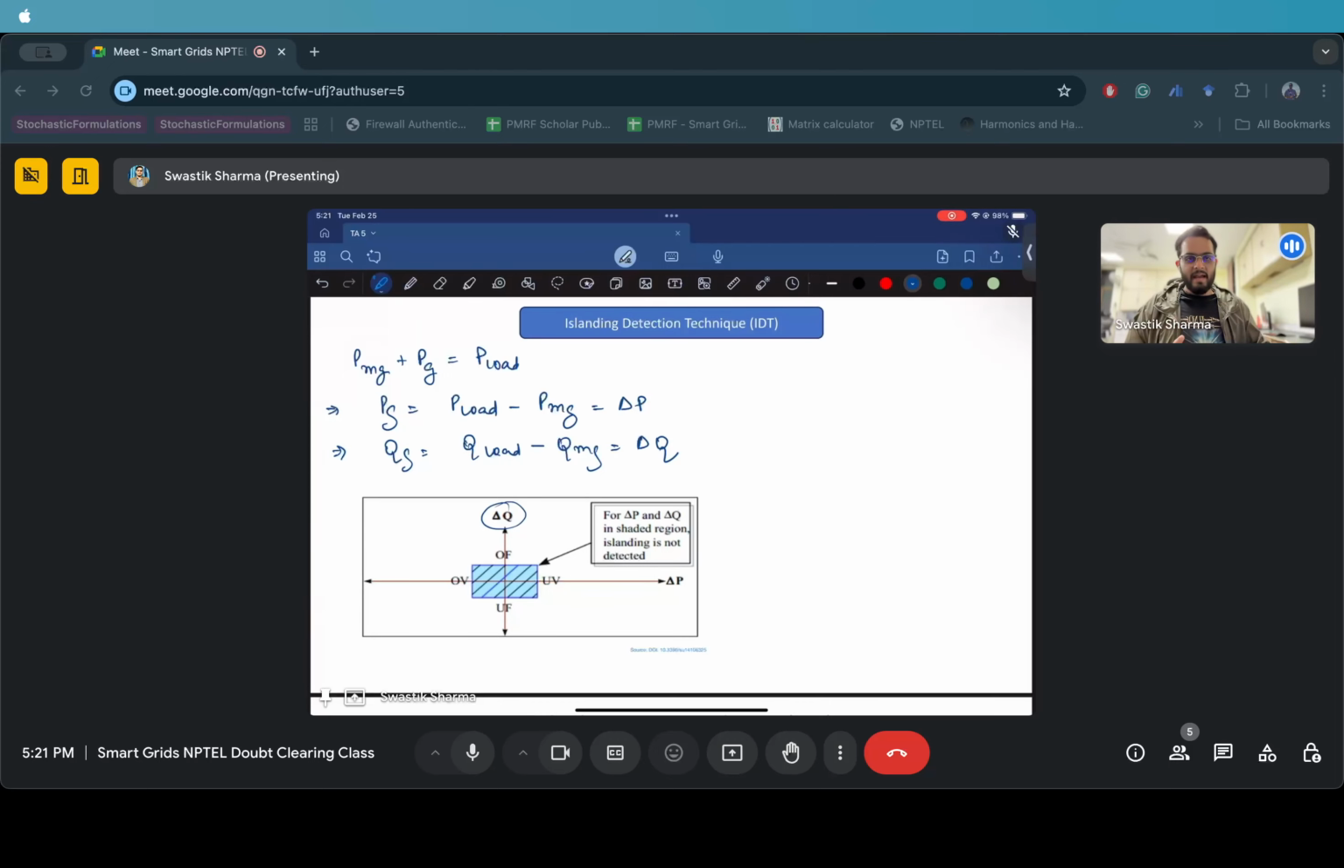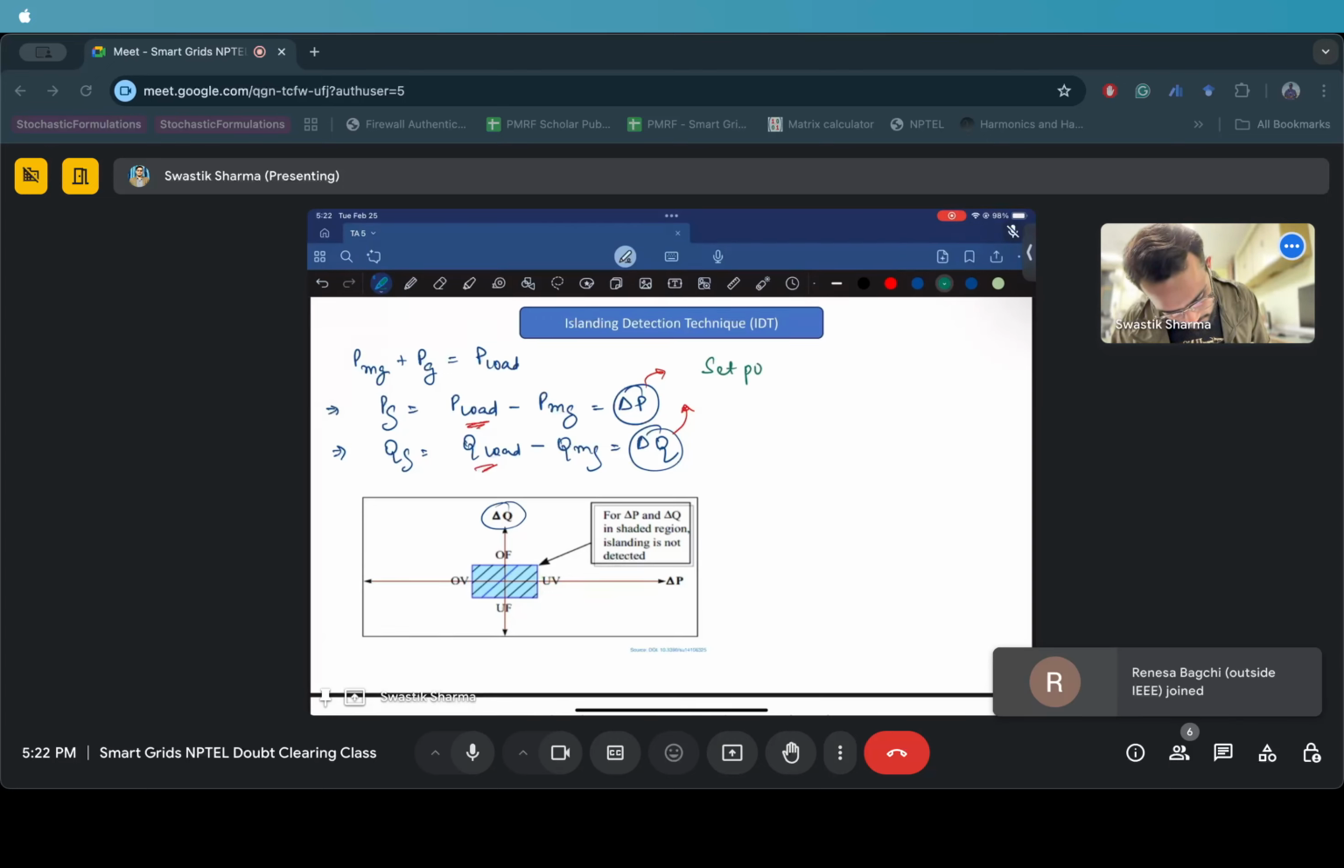Now, this active and reactive power mismatch can tell you that when islanding has happened, because PG will go away, this extra power needs to come from somewhere, right? If you have to sustain this P load, this extra power needs to come from somewhere, and because there will be this mismatch that arises because the main grid is no longer in the picture, you will be able to detect, okay, my microgrid is now behaving in an islanded mode of operation, right? For this there are certain standards set by the IEEE. So what do they say?